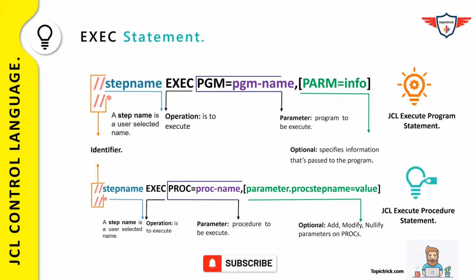You have an identifier, then you have step name, then you have the EXEC statement, and after that you have a positional parameter once again, and that is PROC equals, where you have to specify the proc name that you want to execute. In case you want to override the value of any parameter which is defined in your proc, then you can use the parameter dot the proc step name followed by a value. In this way you can add, modify or nullify the parameters which are defined in your procedures or proc. And remember, PROC equals proc name is a positional parameter. It's not a keyword parameter, right?